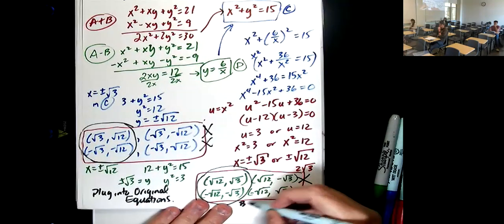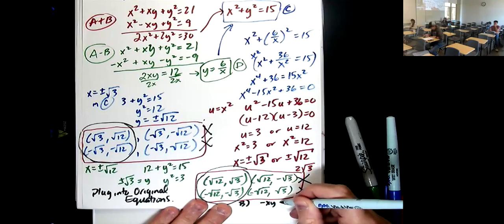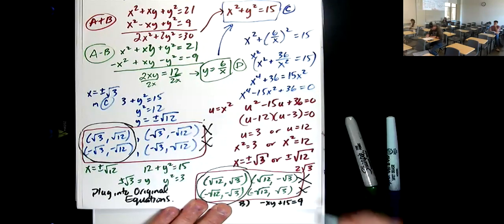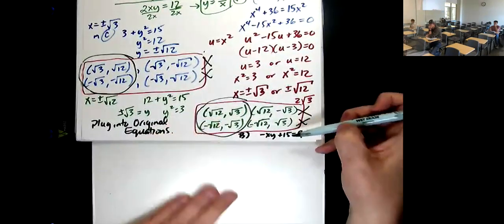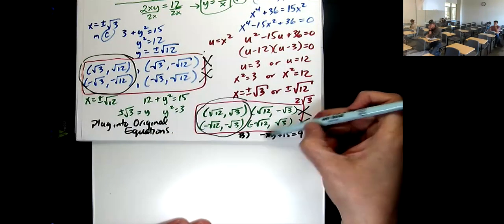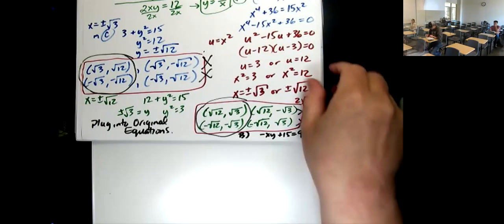In B, you have negative xy plus 15 equals 9, regardless of which combination you plug in. So the only way 15 goes down to 9 is if this ends up being a negative number, which means x and y have to have the same sign. Because right now the number is negative. If I make x negative and y positive, this becomes 15 plus xy. That's just a number larger than 15. It's a lot of calculator work, probably the easiest way to go.